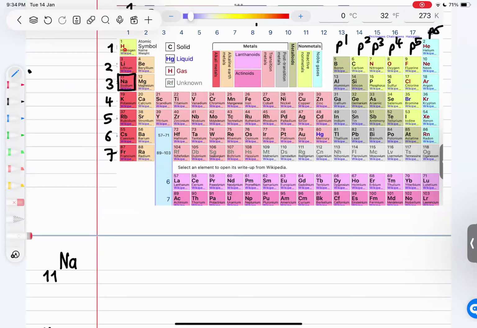Why am I not stopping at 1s1? Mister, why should I stop at hydrogen? That's why using the periodic table helps me not to forget. I will say 1s1 only if I am at hydrogen, but I'm not at hydrogen, I'm at sodium. So go on, continue. 1s2 and then 2s.